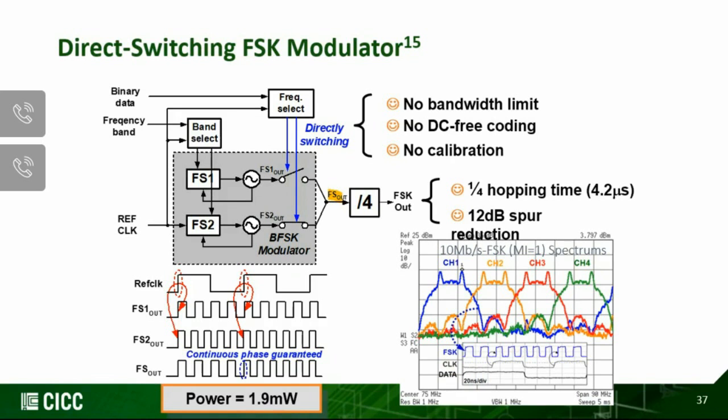In addition, the internal PLLs generate a much higher frequency, and a divide-by-4 unit is used to get the desired FSK signal, which enables a reference clock 4 times higher to be used, and the hopping time is reduced by 75%. The divider also reduces the reference spur by 12 dB. The power overhead due to the additional PLL is kept under 1 milliwatt. As a result, this modulator can achieve fast FSK modulation and hopping time with less than 2 milliwatt power consumption. It's actually around 1.9 milliwatt.